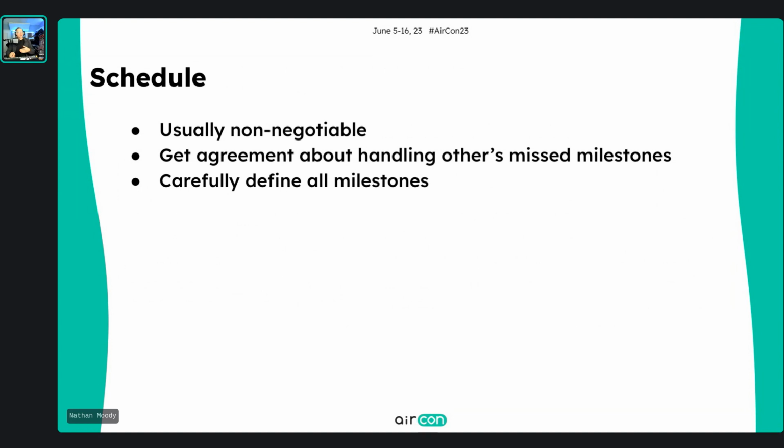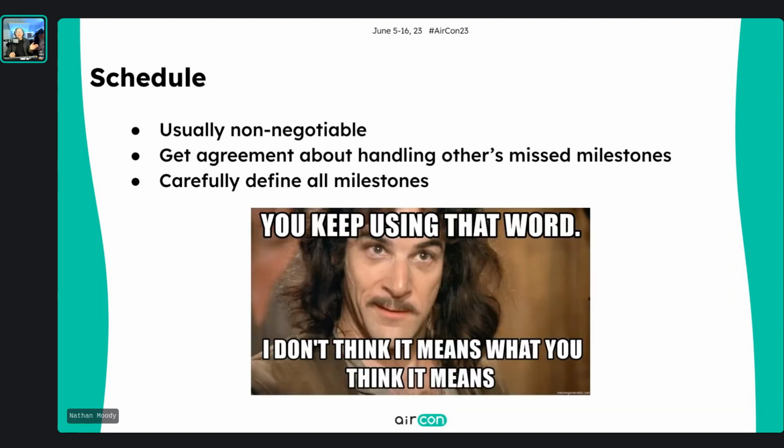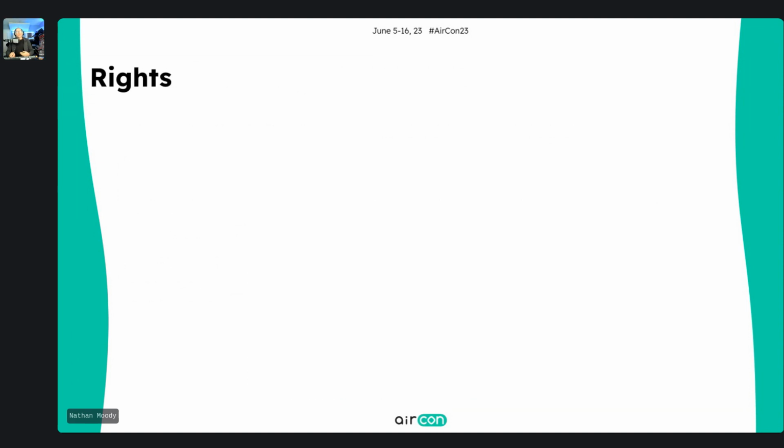And then when they say, oh, we're going to need this stuff by beta, we're going to need this stuff by alpha, make sure everyone agrees on what those words actually mean. The longer I'm in this industry, the more I realize there isn't a whole lot of consensus around what those terms mean, in terms of how different software studios and game studios define alpha and beta and stuff like that. So rights, this is going to be short and sweet for sound designers.